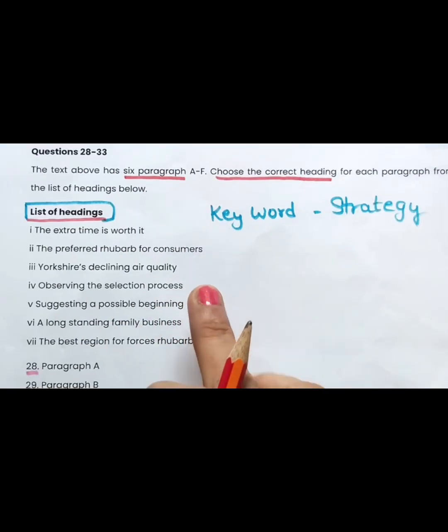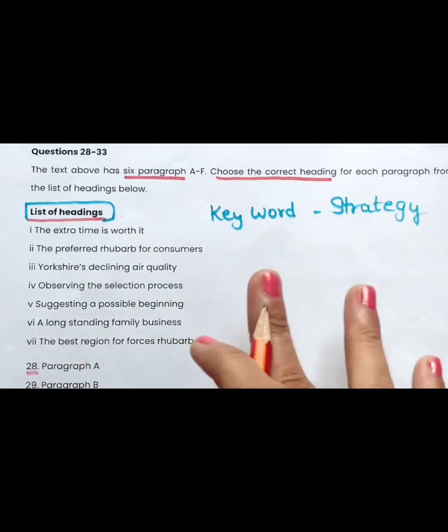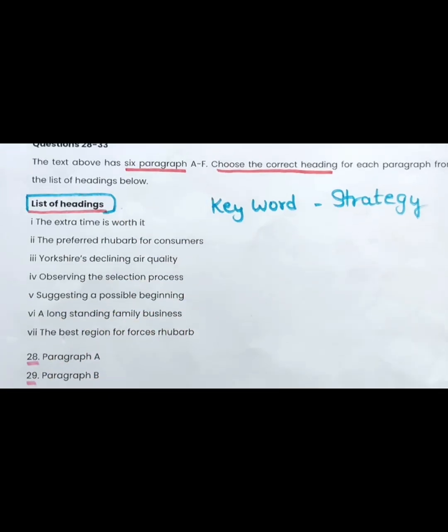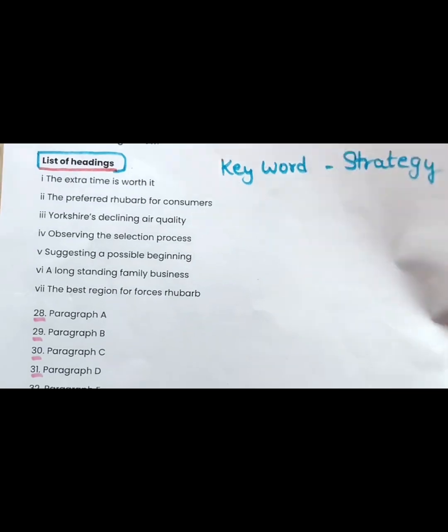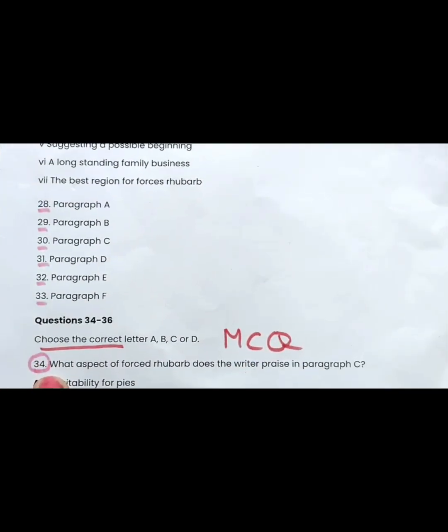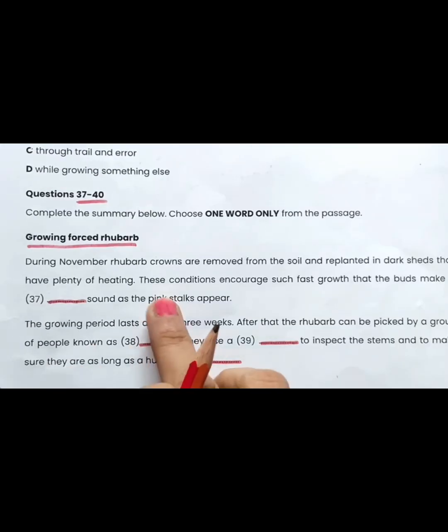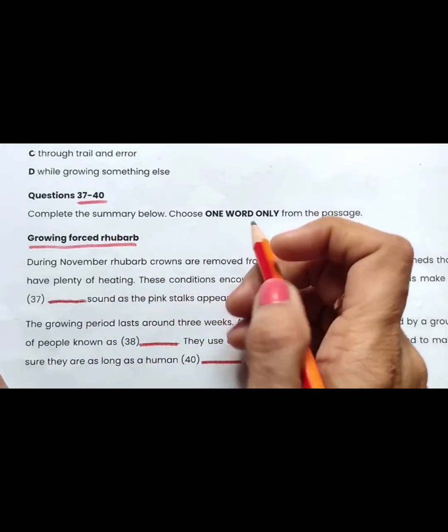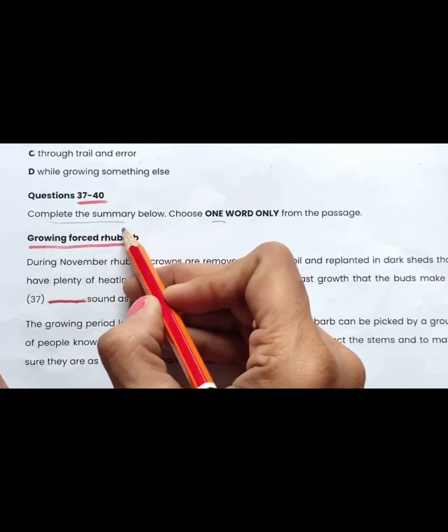So here you can see the first type of question is list of headings, my favorite activity actually. Second, we have multiple choice questions. Third type of question we have is complete the summary, one word only.